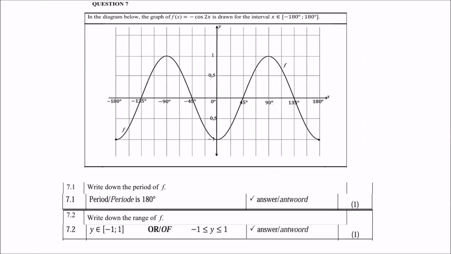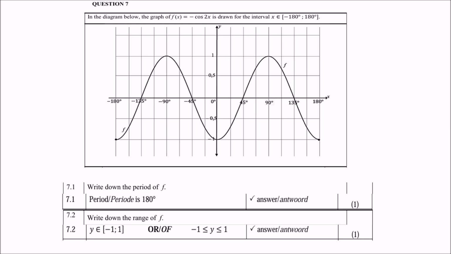Right, question 7.1. Write down the period of f. Now be careful now. By period, we don't mean interval, so don't confuse the two. Interval is what you see physically, but period depends on what value is in front of the x. If there was a cos of 1x, then the period would have been 360. But it's a cos of 2x, so it's exactly half. So therefore, a half of 360 is 180.